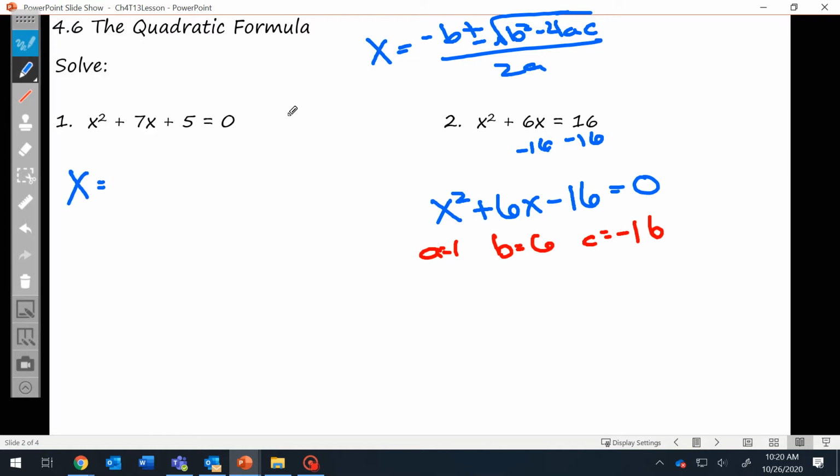So x is equal to negative b, so negative 6 plus minus the square root of b squared, so 6 squared is 36, minus 4 times a times c. So 4 times 1 times negative 16. So 4 times 1 times negative 16 is negative 64.